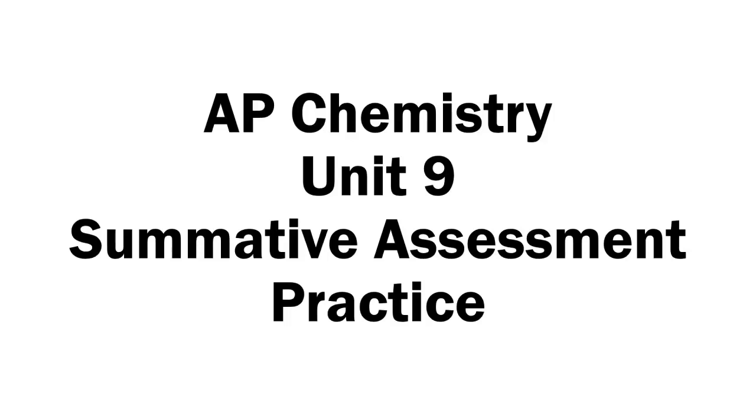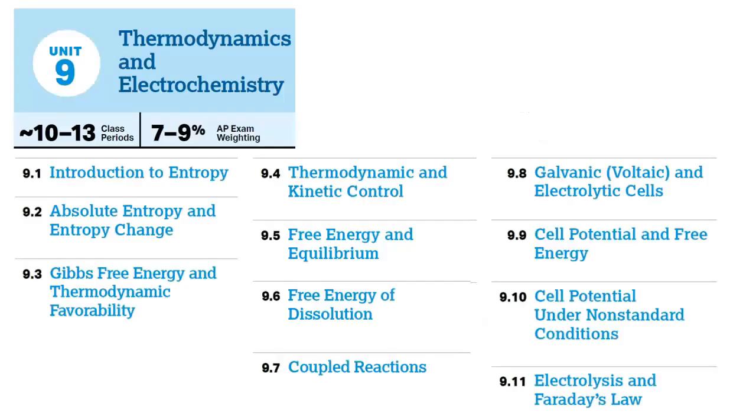These are the answers to the AP Chemistry packet that is entitled Unit 9, Summative Assessment Practice. On this slide, you can see Unit 9 at a glance. Unit 9 is entitled Thermodynamics and Electrochemistry. In this video, I will present practice problems that cover the topics in Unit 9. This video should help you to prepare for the Unit 9 summative assessment.